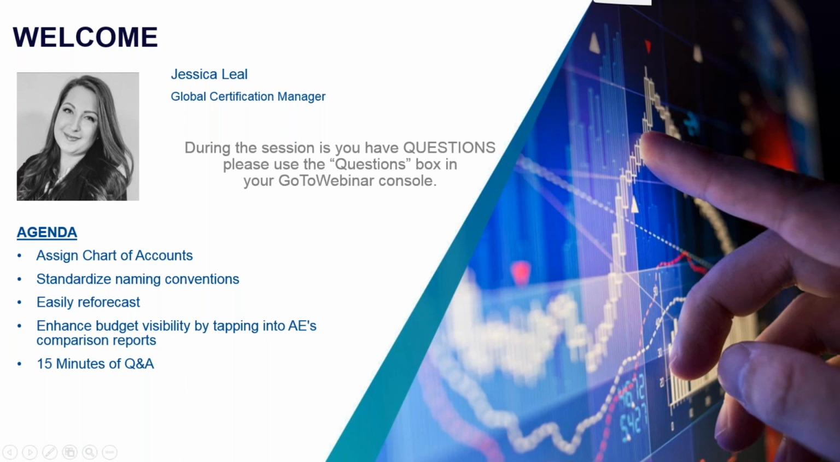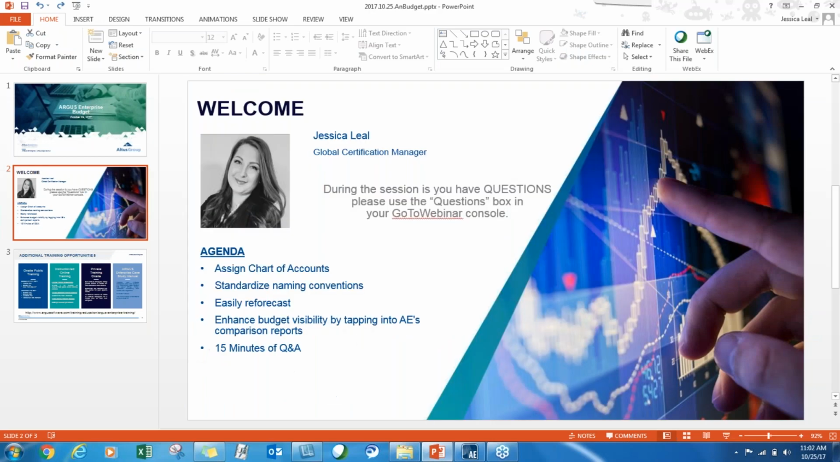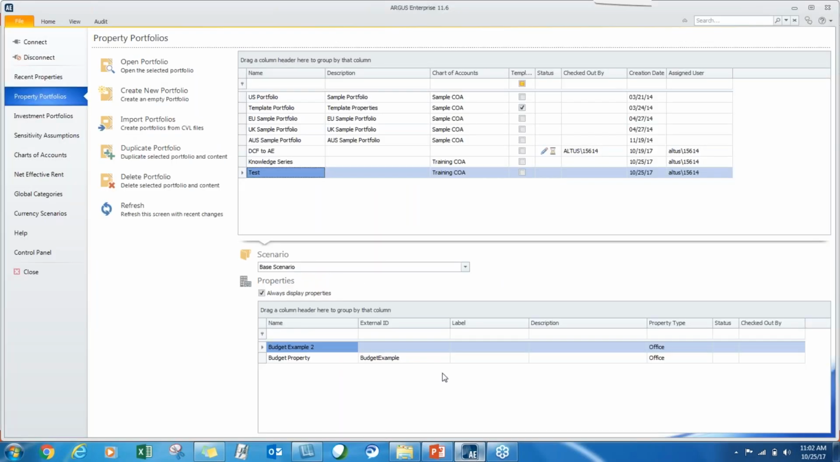So let's go ahead now. I'm going to bring up ARGUS Enterprise, and we're going to get started with seeing where our chart of accounts are in AE. Now, throughout our webinar, if you have any questions, please use your GoToWebinar console to ask any of those questions. We cannot hear you. You can only hear us, but you can ask any questions that you would like in the questions tab of that console.